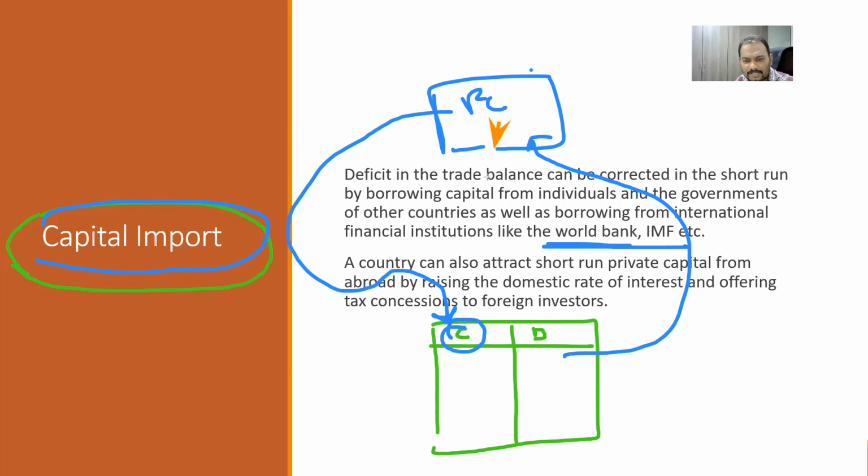Even though you are borrowing, is money coming into your country? Yes or no? I want answers. Yes, sir. When money comes into your country, where do you enter it, debit or credit side? Credit side. So in case you have an adverse balance, where credit is less and debit is more, you can borrow money from foreign countries and then you can increase the credit.